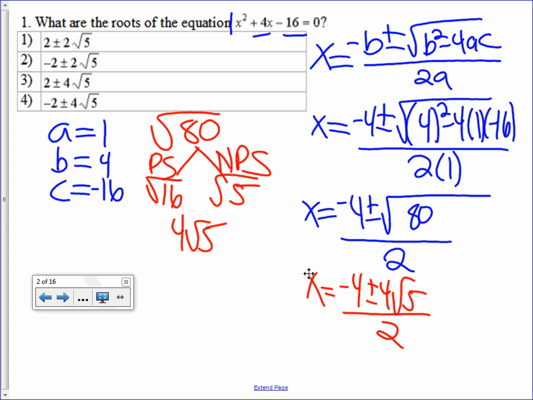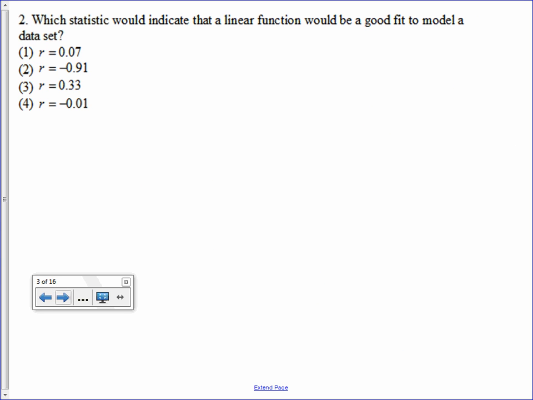Now, finally, I want to reduce this if possible. If anything goes into all 3 terms, we can reduce them. Yes, 2 goes into all 3 terms. So I'm left with negative 2 plus or minus 2 radical 5. Practice quadratic formula.